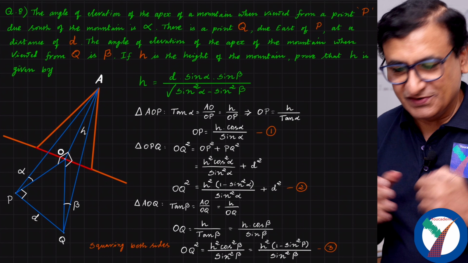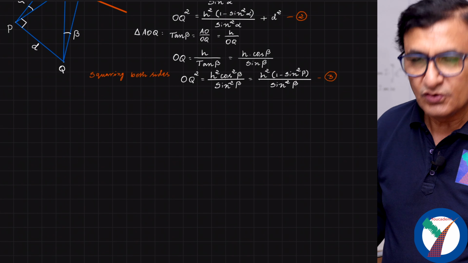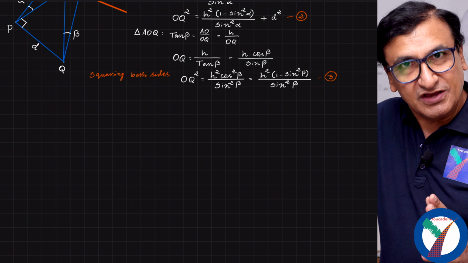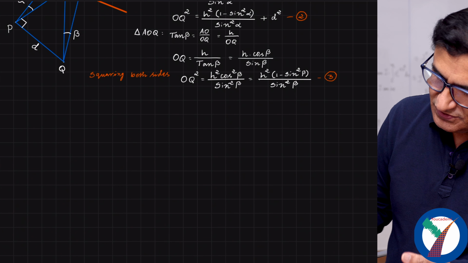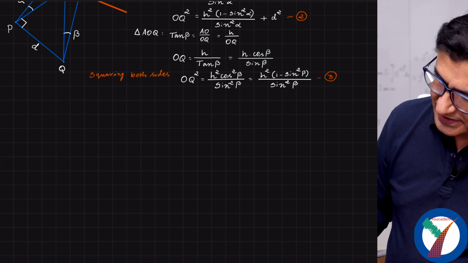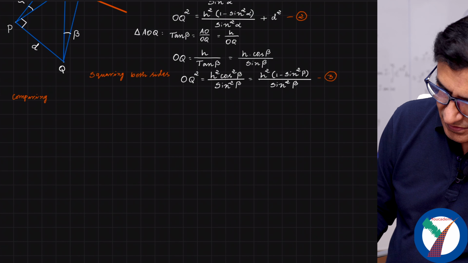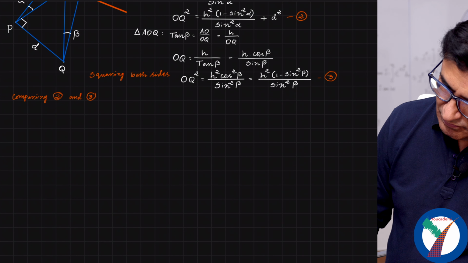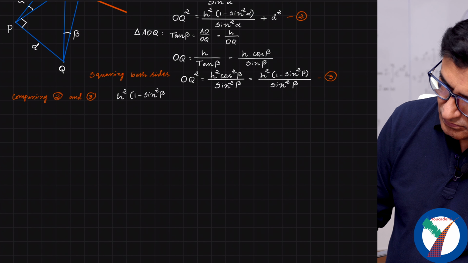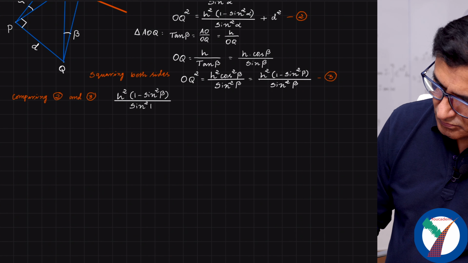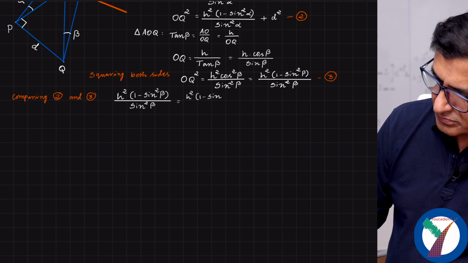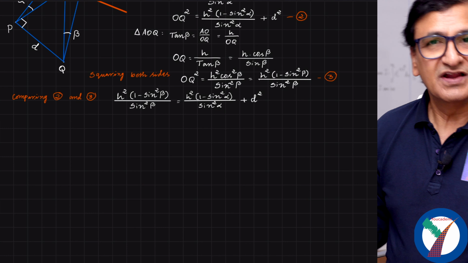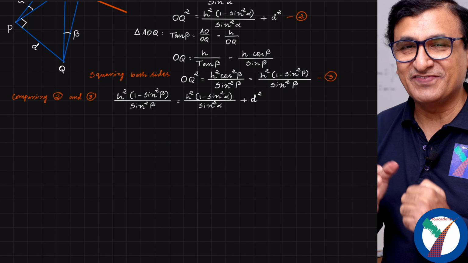I don't need the diagram any further. I'm just going to push it out for more space. Cool. Now let's compare equation 2 and 3. Both are OQ square. Therefore, the RHS must be equal. So comparing 2 and 3. Now we have to solve for h, then we will have the final answer.